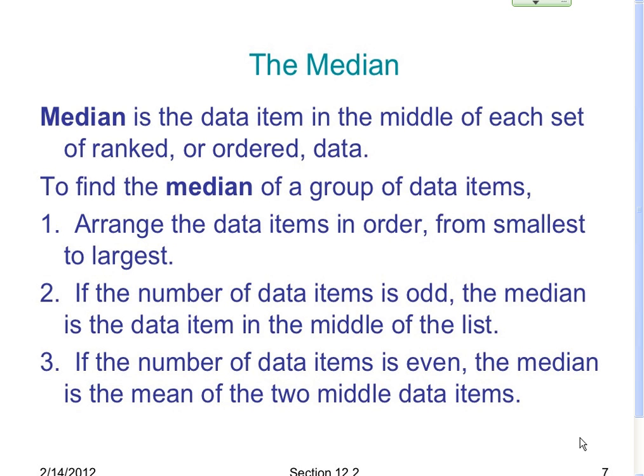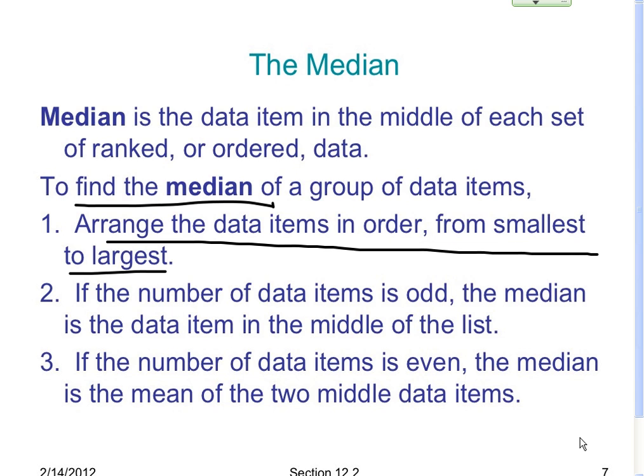The median is the middle, but you have to be careful. Again, you have to be careful. The numbers have to be in order. So first thing you do when you find the median is arrange the numbers in order from smallest to largest. Then you find the middle number. Now you have to be careful here.